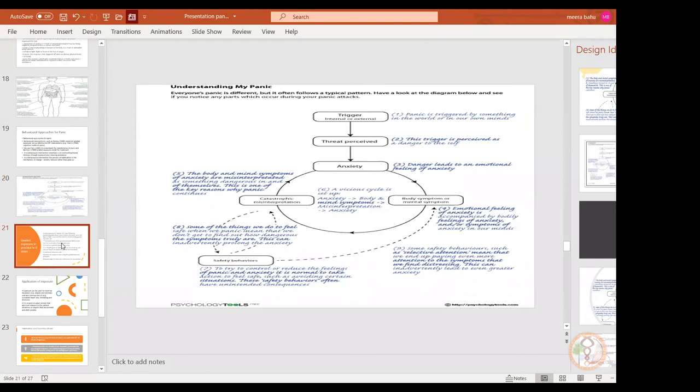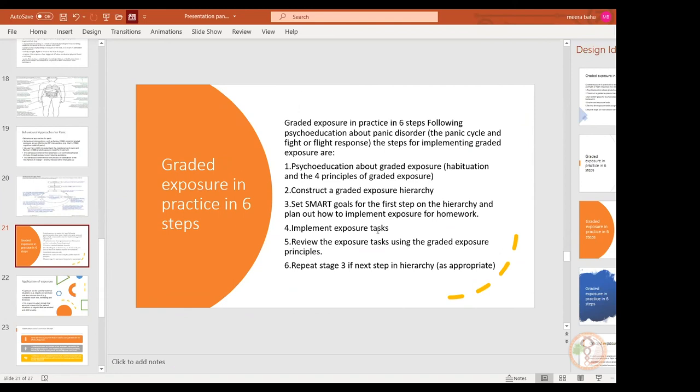And what we are doing is graded exposure in 6 steps, following psychoeducation about panic disorder, the panic cycle, the fight or flight response, and the steps for implementing graded exposure. Psychoeducation about graded exposure. So there are 4 principles.